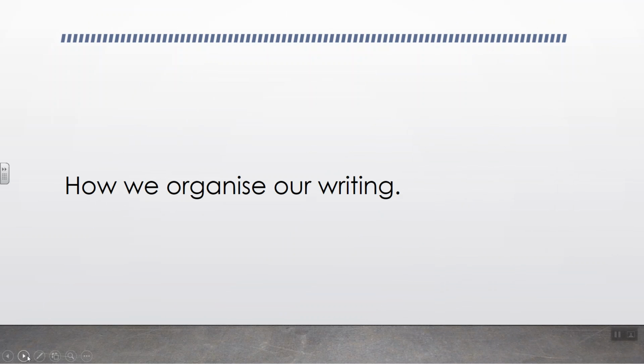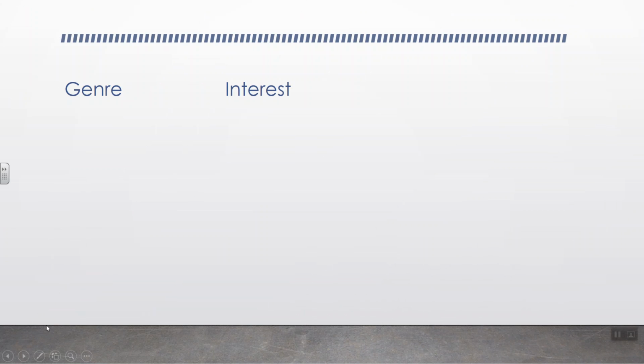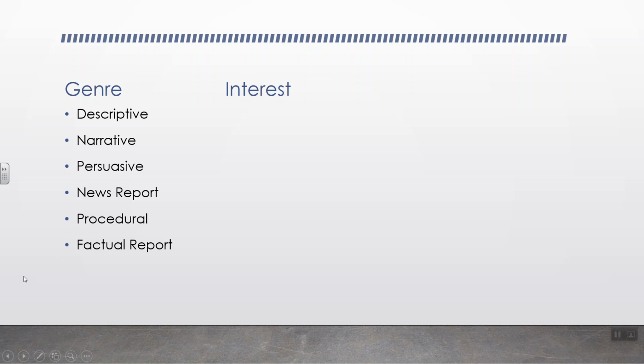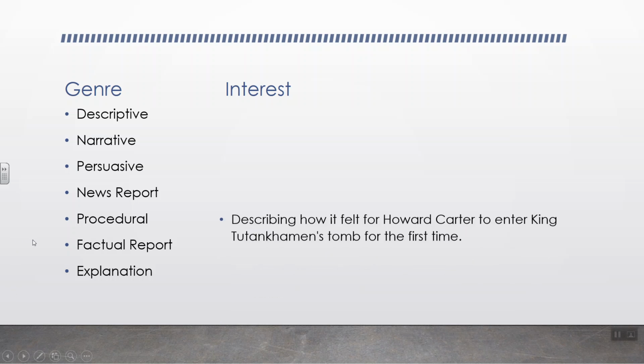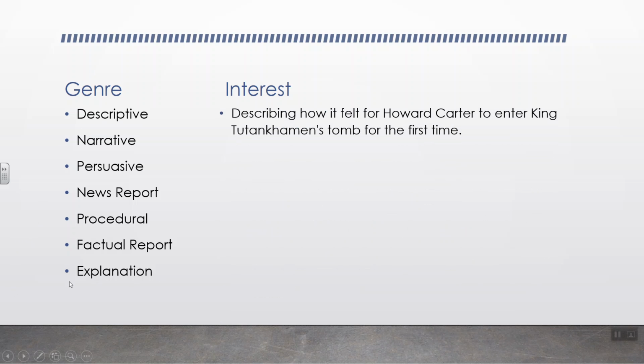So how do we organise our writing? We organise our writing in different genres. So it may be descriptive writing, narrative, maybe writing a story, maybe persuasive or a newspaper report, maybe procedural, we might call those instructions, maybe something factual, often that's called a non-chronological report, or an explanation. And those are the sorts of genre that we use. So we try to have a balance of those over the course of the 2 years that the children are in Year 5 and Year 6.